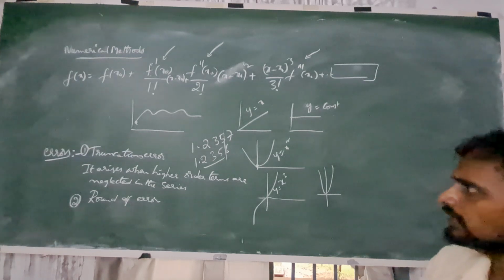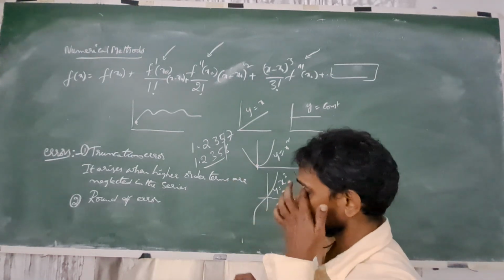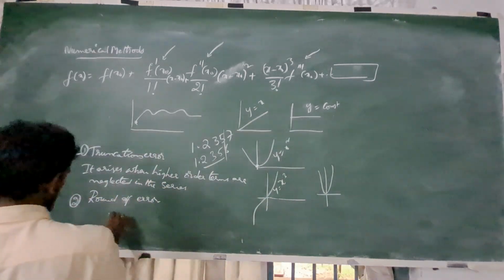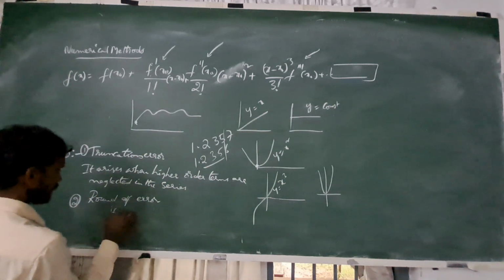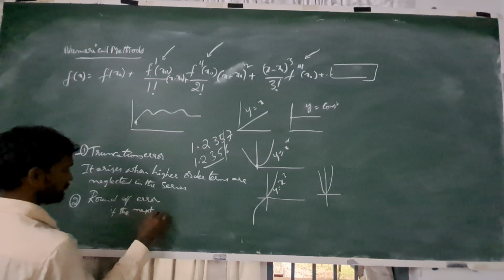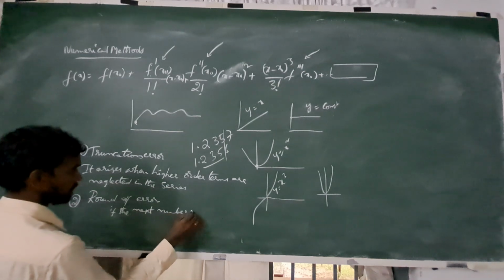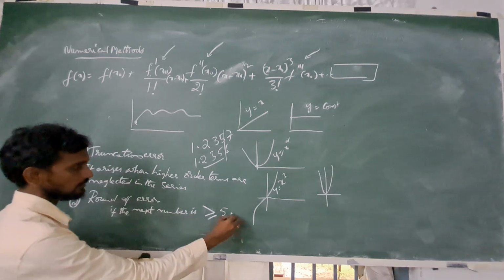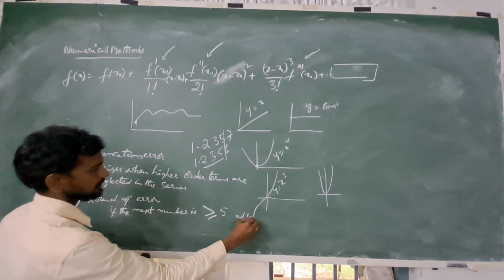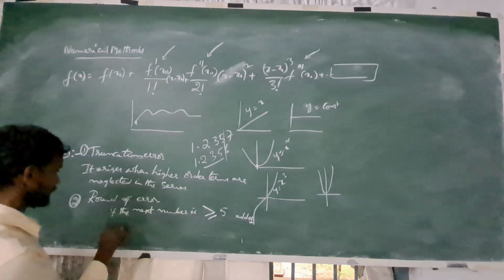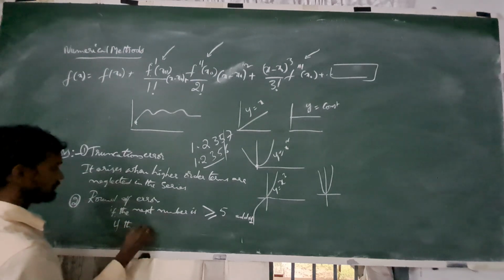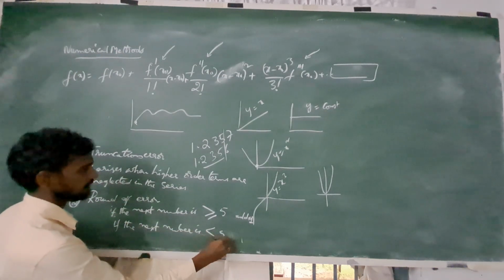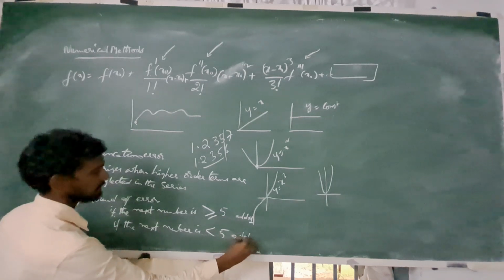So when you are rounding off the numbers, if the next number is greater than or equal to 5, add +1. If the next number is less than 5, add nothing, add 0.